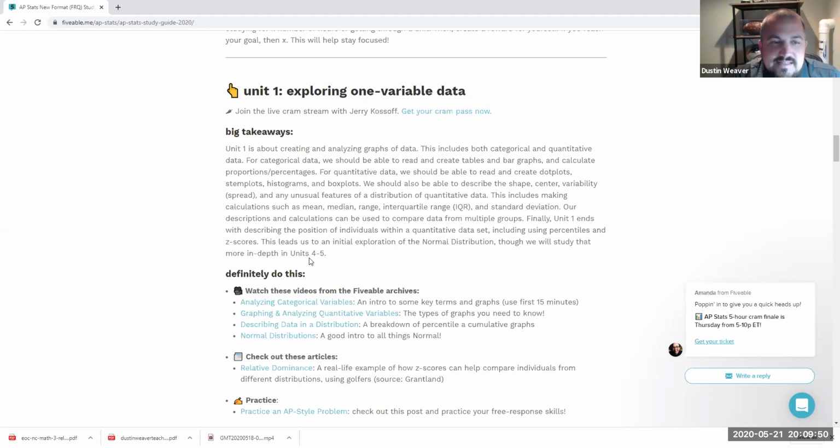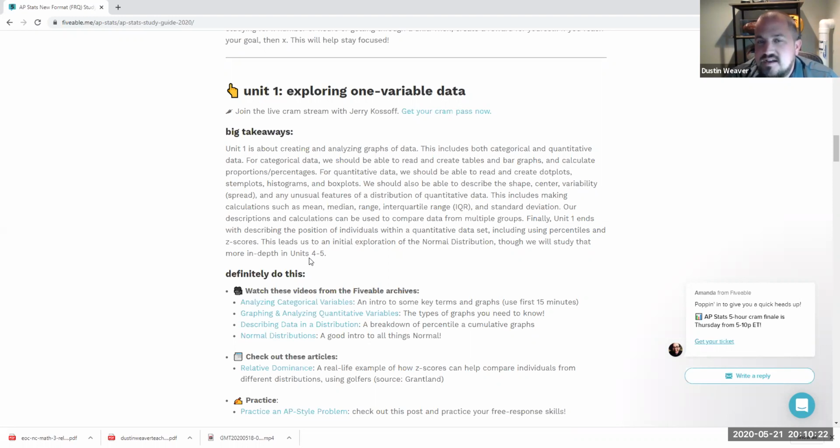So in Unit 1, it's about creating and analyzing graphs of data. This includes categorical and quantitative data. For categorical data, you should be able to read and create tables and bar graphs, calculate proportions and percentages. For quantitative data, you should be able to read and create dot plots, stem plots, histograms, box plots. You should also be able to describe the shape, center, spread, and unusual features.